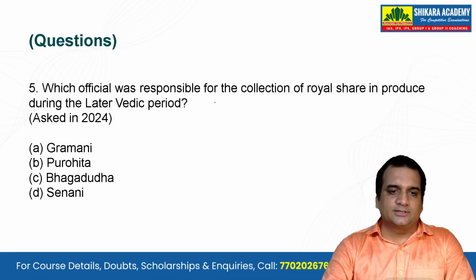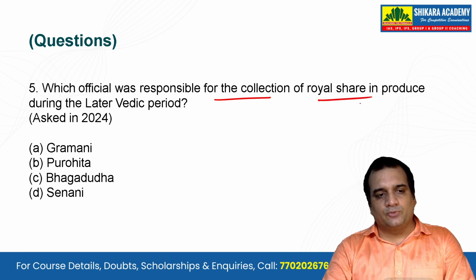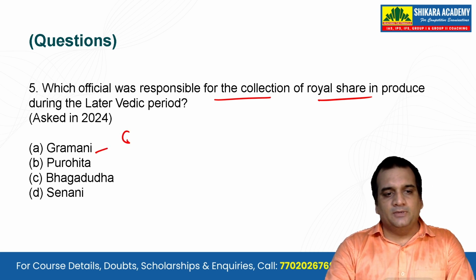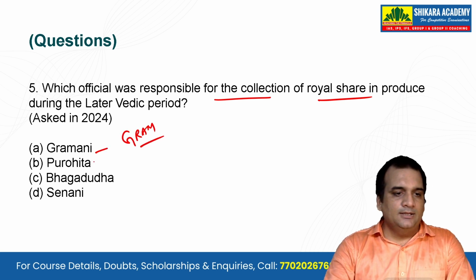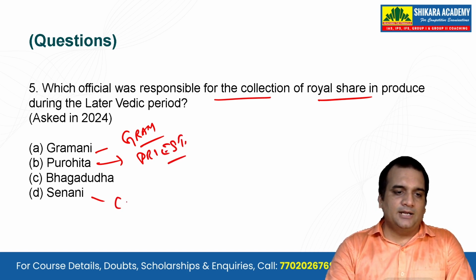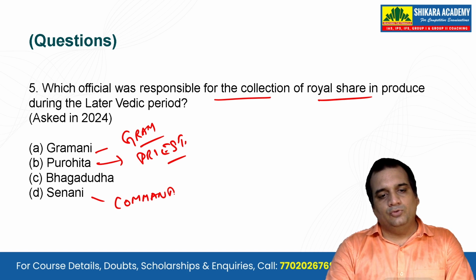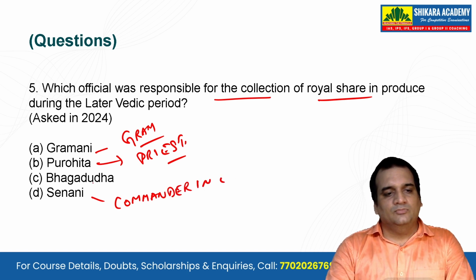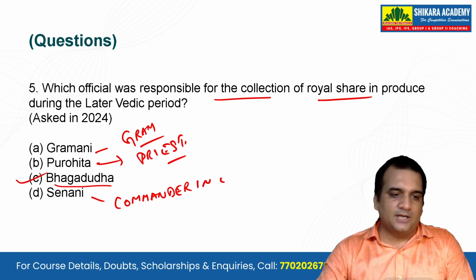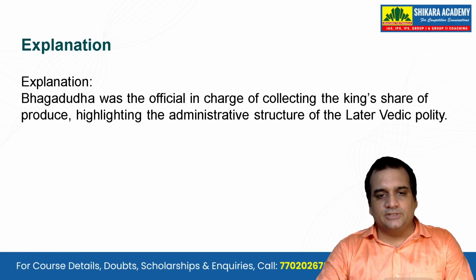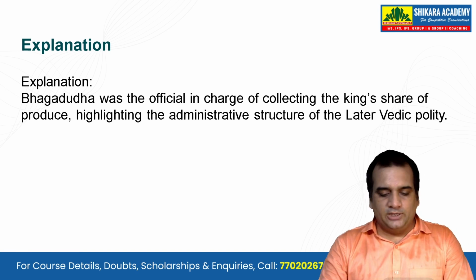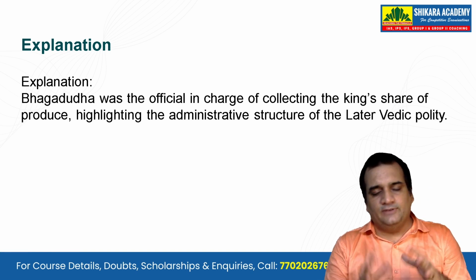Which official was responsible for the collection of royal share of produce during the later Vedic period? And what will be the right answer? Gramini, if you remember, he is the head of the Grama. Purohita, he is the priest. Senani, he is the commander-in-chief. So who is left now? We have the Bhagadugha. What is the correct answer? Bhagadugha. So he was the official in charge of collecting the king's share of produce, highlighting the administrative structure of the later Vedic polity. So guys, with that we have come to the end of the later Vedic period.